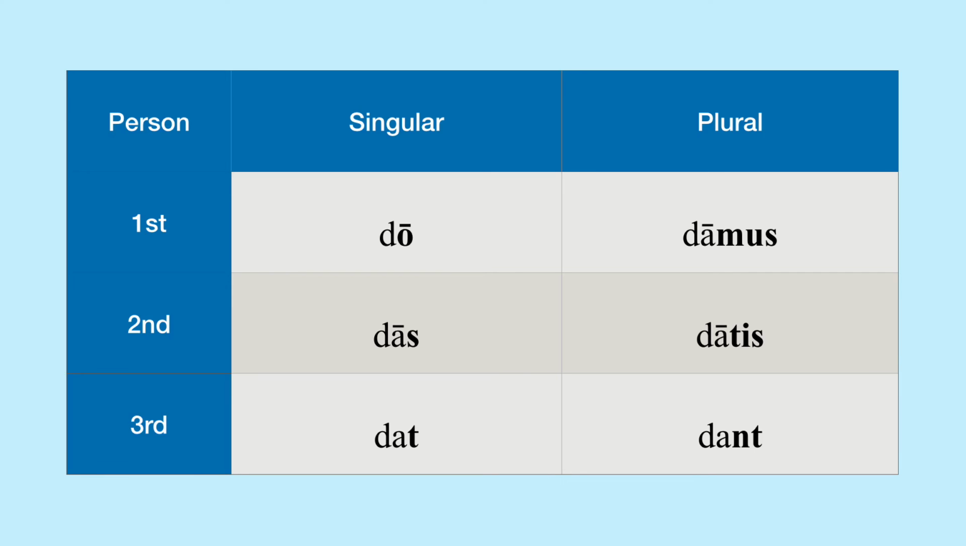And since we talked about it being irregular, I thought let's go ahead and conjugate do, dare, dedi, datus in the present so we can see that here it's perfectly regular. Do, das, dat, damus, datis, dant.